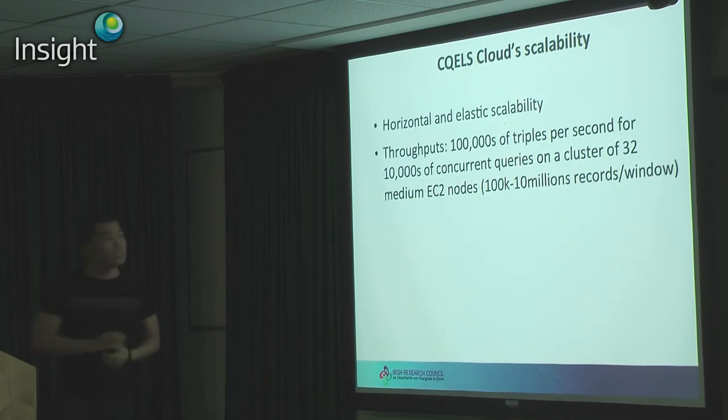Okay, so, in summary in terms of scalability, we achieve some elasticity for this system, and it can achieve the horizontal scalability requirement that we have. We can also deal with 100,000 updates per second, or we can deal with 10,000 queries running at the same time on 32 medium EC2 nodes.